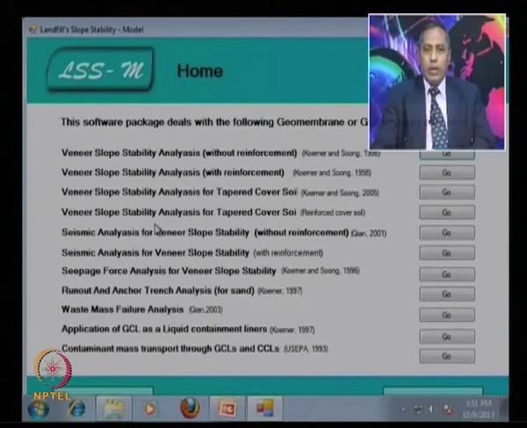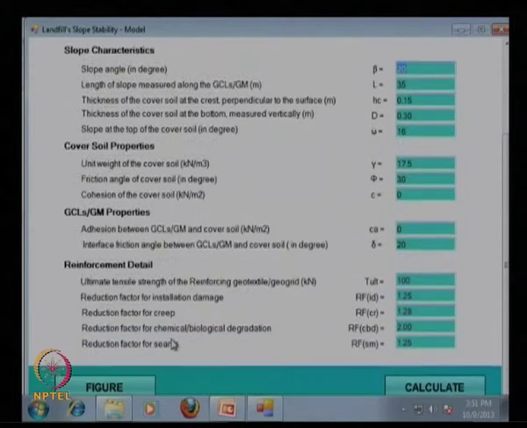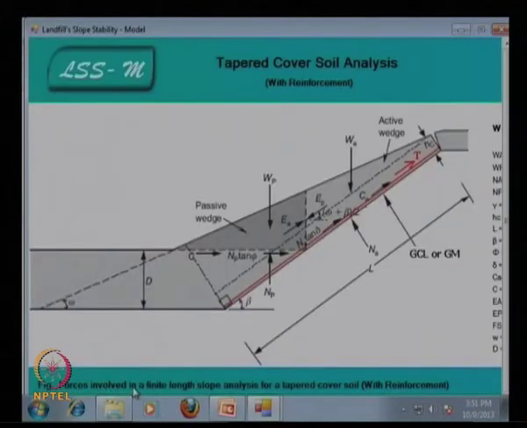Now, next is the slope stability analysis for the tapered cover soil, and here the reinforcement has been used. In case of the reinforcement, this is the figure. You can see here in a tapered cover soil analysis with the reinforcement, the red one is the reinforcement. This is D, capital D is this one.